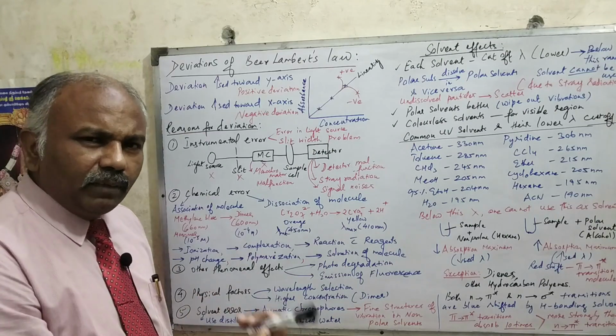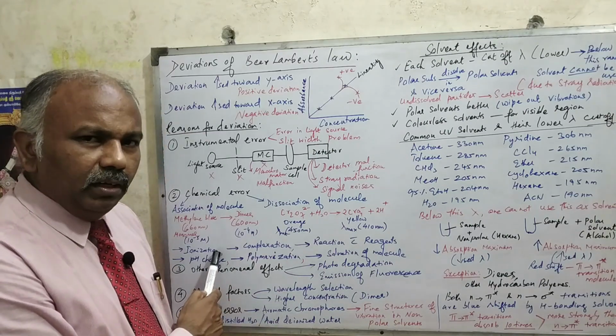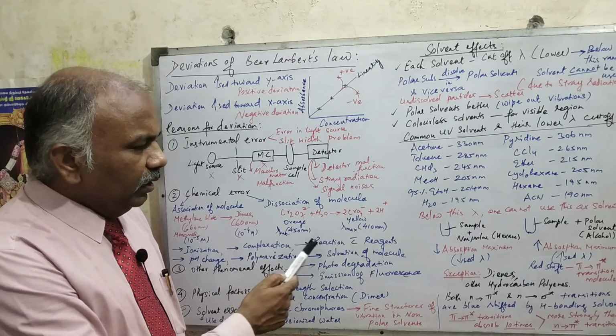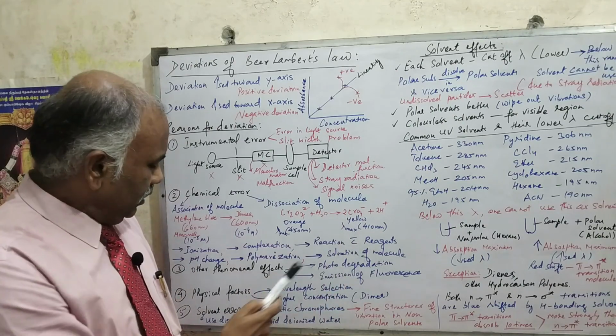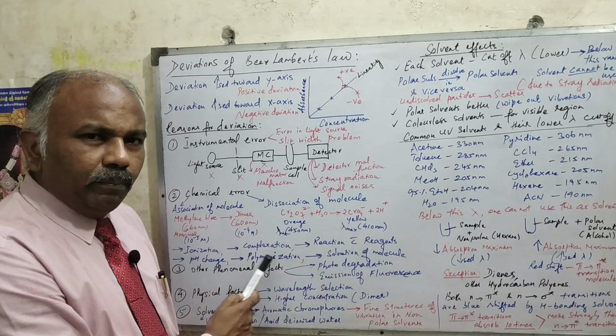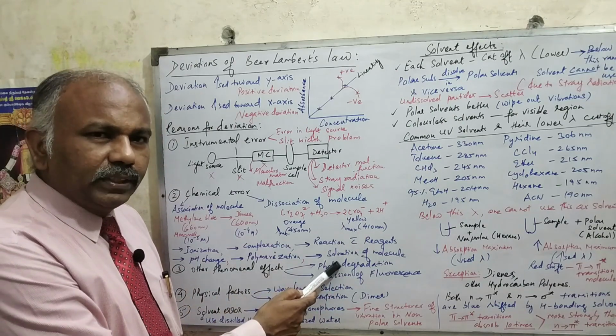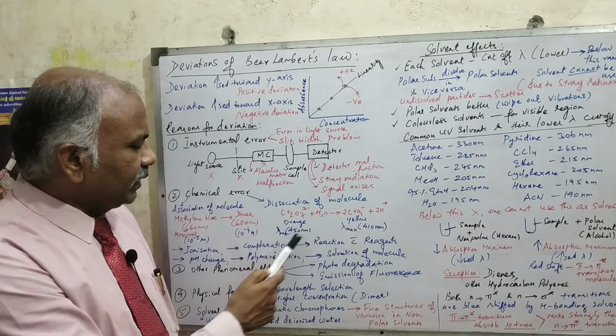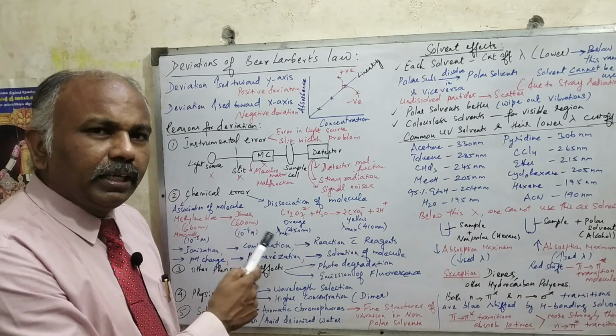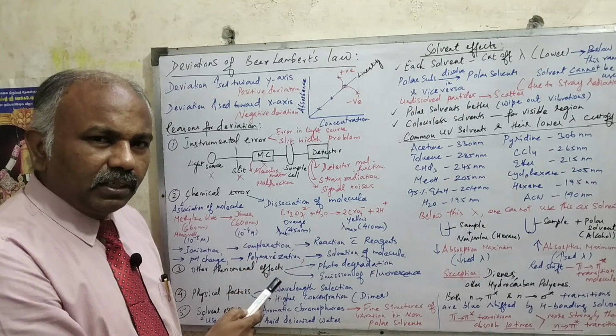Then come other phenomena like ionization of the molecule, complexation of the molecule, reaction with the reagents used, as well as pH change, polymerization, and solvation of the molecule. All these factors are responsible for causing the chemical error of Beer-Lambert's law.